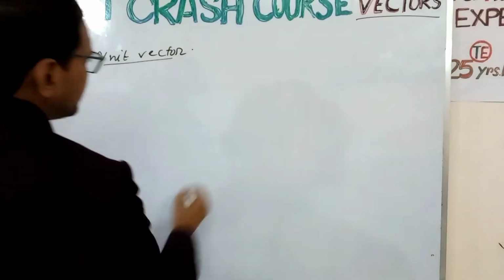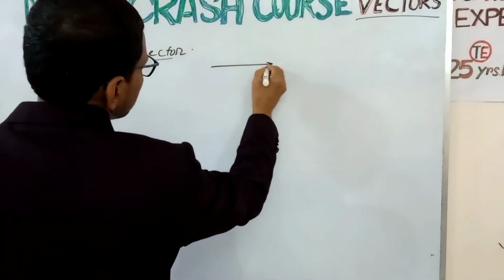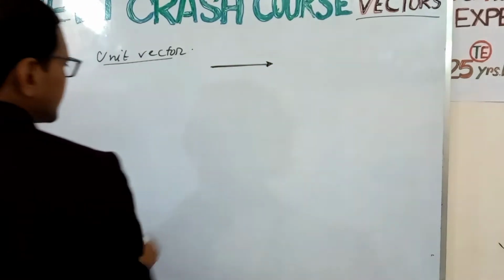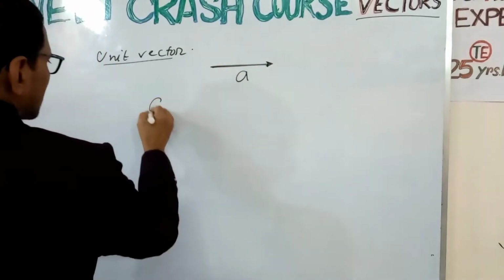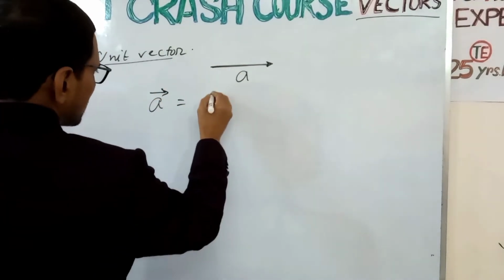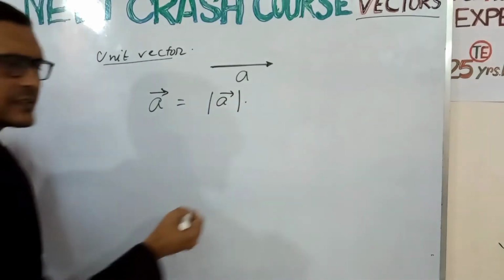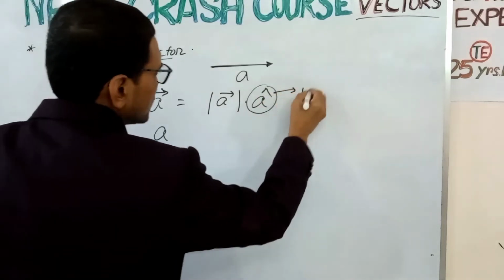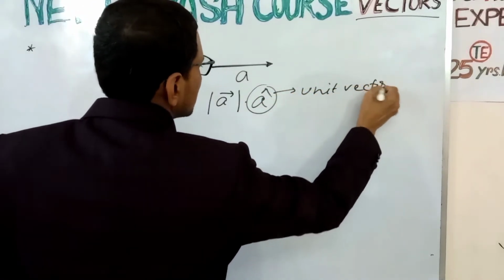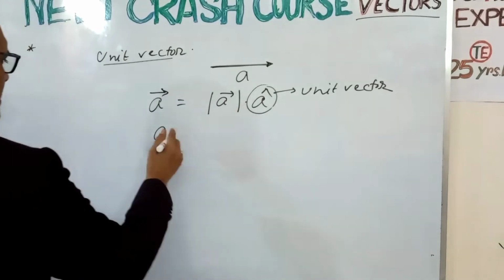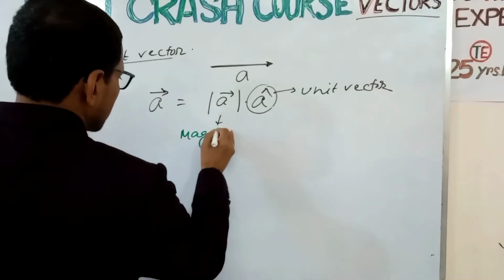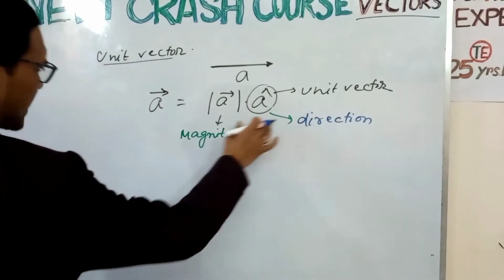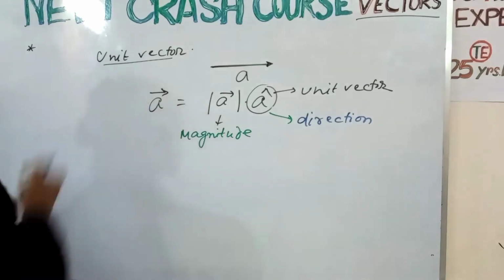What is a unit vector? A vector means a straight line joining 2 points with an arrow added. So this is a vector. Now a vector has magnitude and direction. The direction is denoted by the unit vector. So the unit vector denotes the direction, and the magnitude and direction both multiplied together produce a vector.